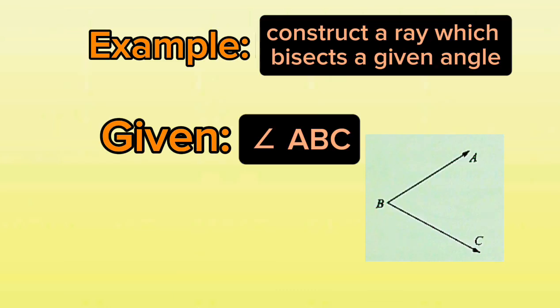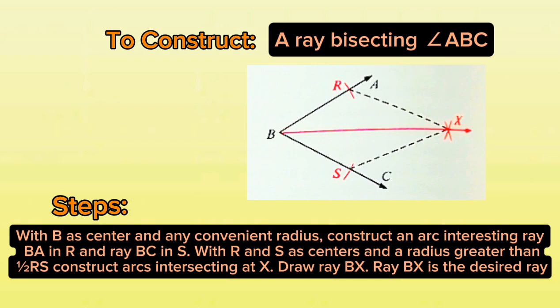Let's have an example. Construct a ray which bisects a given angle. To construct a ray bisecting angle ABC, with B as center and any convenient radius, construct an arc intersecting ray BA in R and ray BC in S.